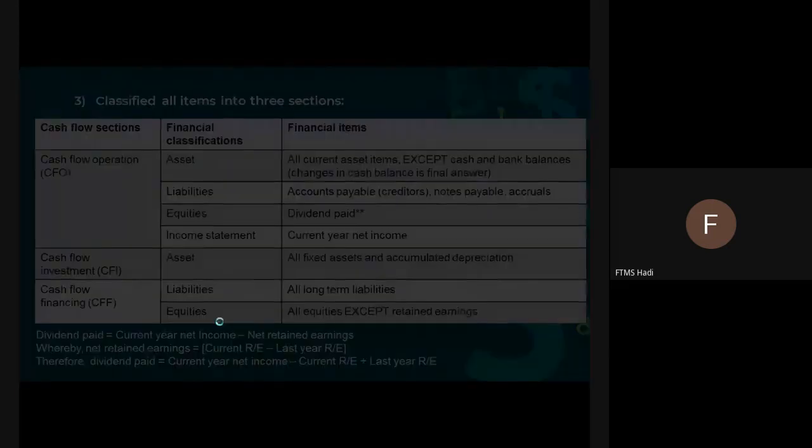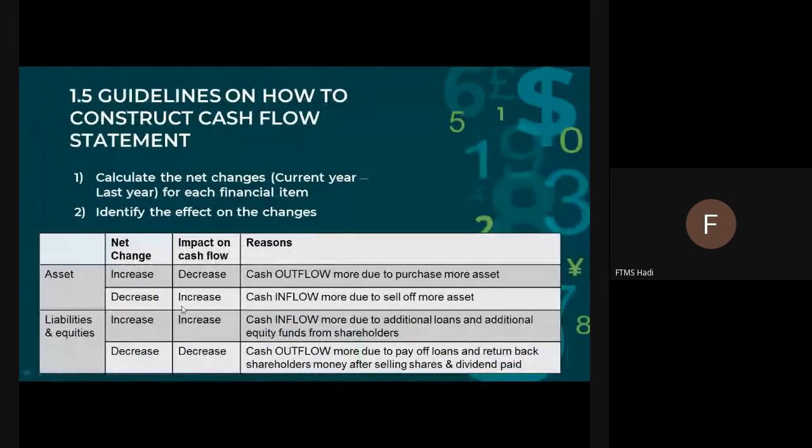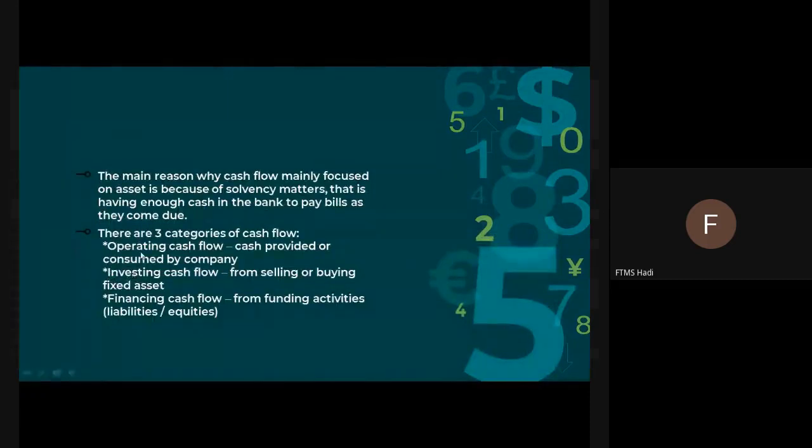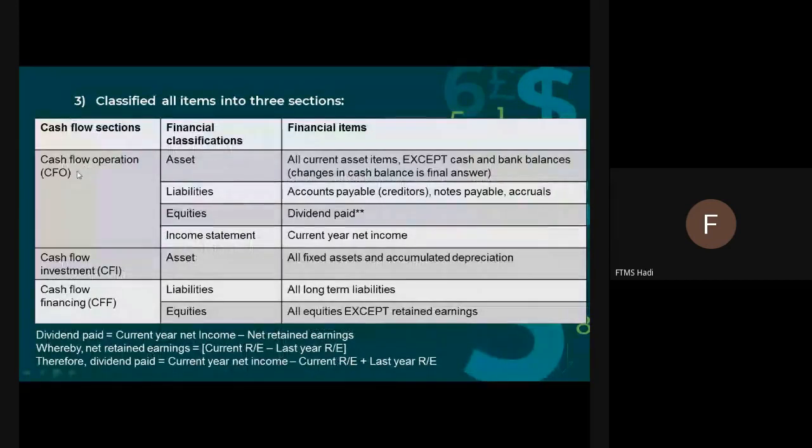And then after that, once you identify those changes and their impact on cash flow, you need to classify them into three sections. Remember that I mentioned this earlier: operating cash flow, investing cash flow, and financing cash flow. Operating cash flow means that the cash flow comes from operation, that means operation in the company.